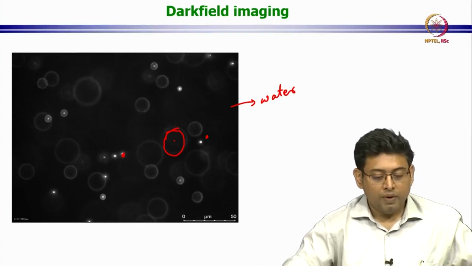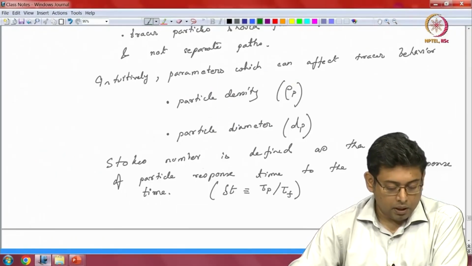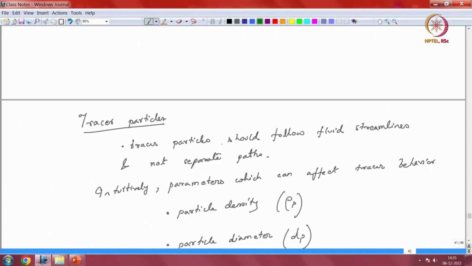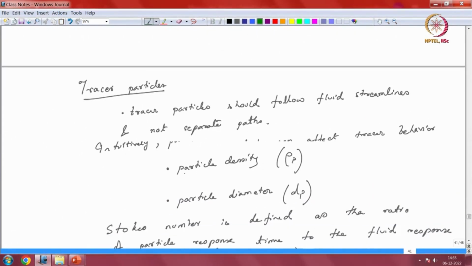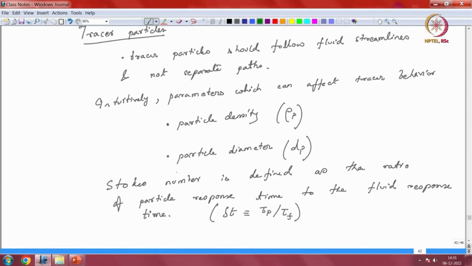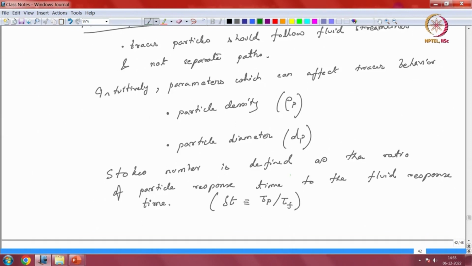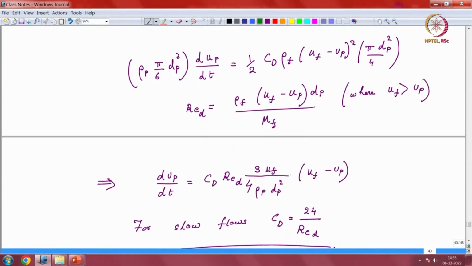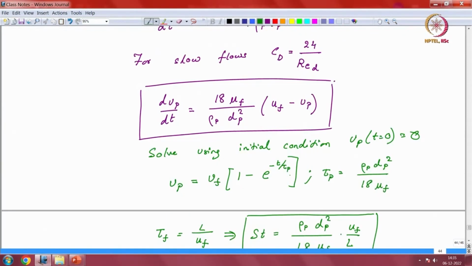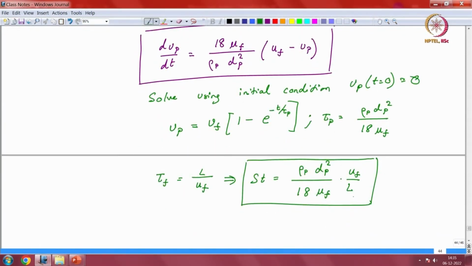When we started the discussion, we talked about tracer particles and how they should follow fluid flow streamlines. We had intuitively guessed that the particle density with respect to the fluid density, and the particle diameter, would be important parameters. And we had seen this number called the Stokes number, which is an important determinant of whether the particle is the correct tracer particle or not.